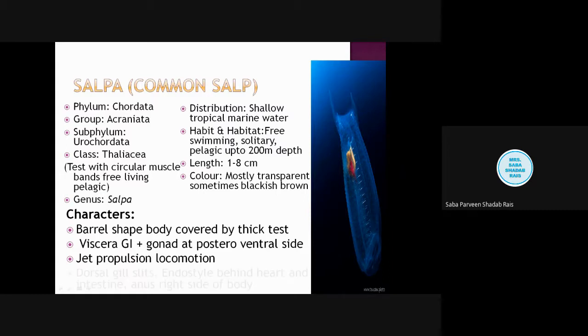When we talk about their gill slits, the gill slits attach dorsally, and they have a special organ for filtration. As we have talked about, all urochordates are filter feeders, so they have a special organ called the endostyle. That organ is the organ of filtration, and it helps in filter feeding. It originates behind the heart and intestine. When we talk about their anus, the anus is present on the right side of their body. So this is all about the urochordate.